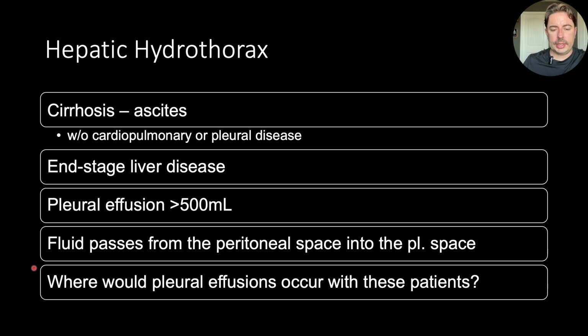And where would these pleural effusions occur for our patients? Is it going to be on the left side of the lungs, or the right side? Yes, you would see these on the right side. Remember, the liver is under the right hemidiaphragm. So most likely these patients are going to present with a right-sided pleural effusion.